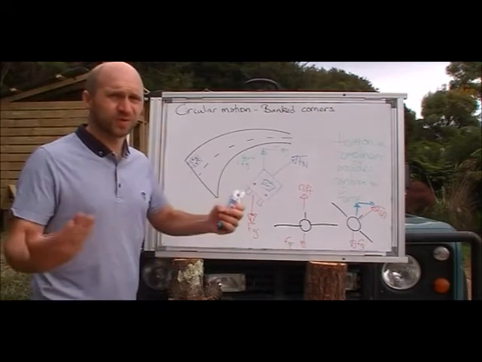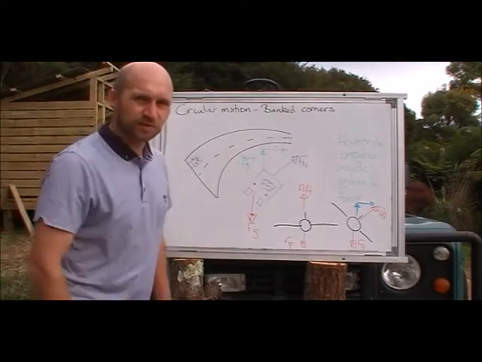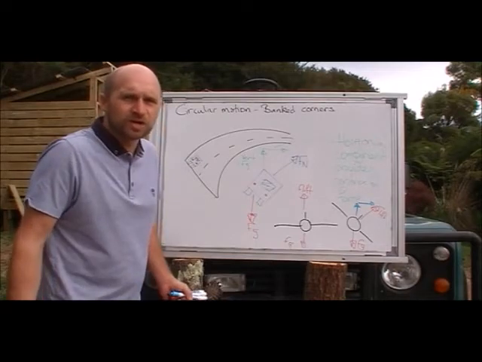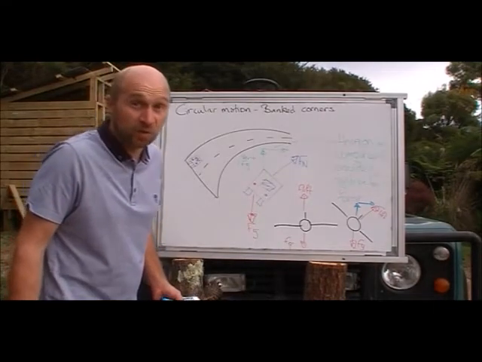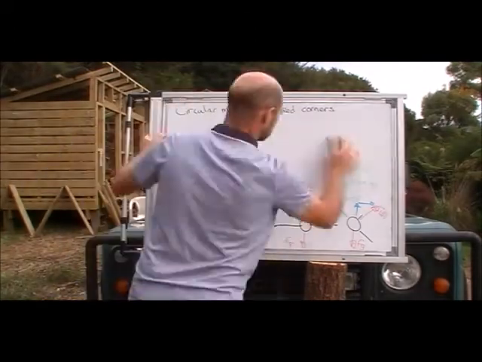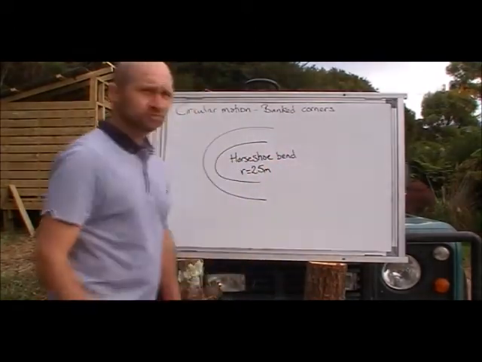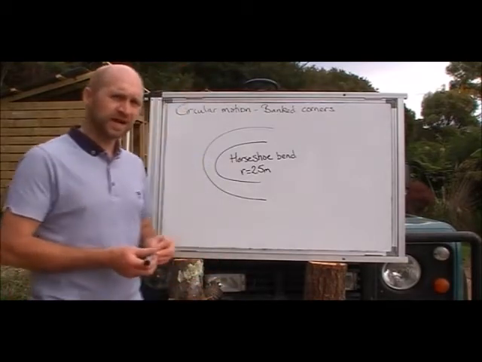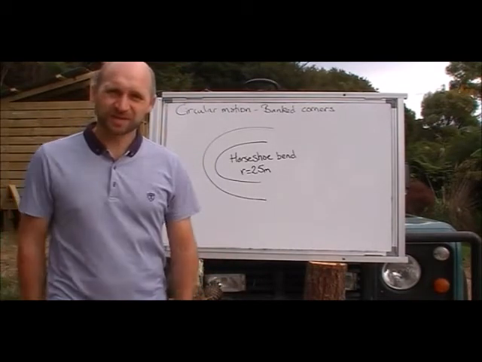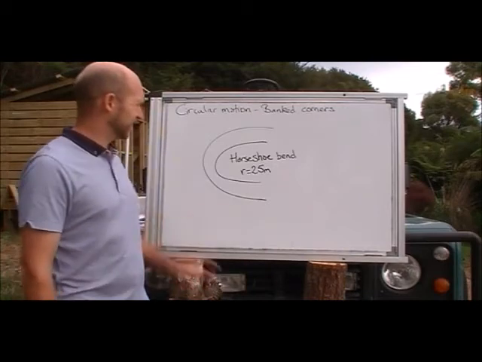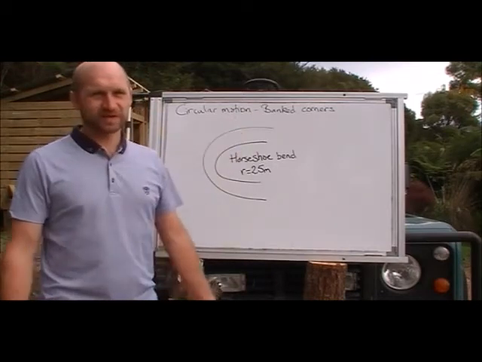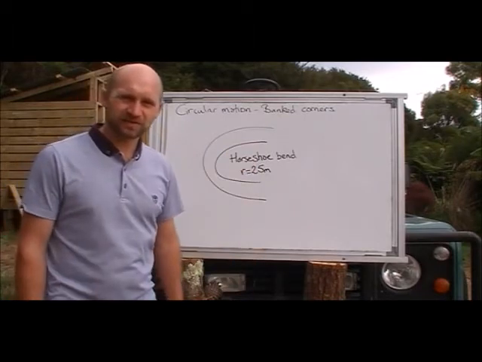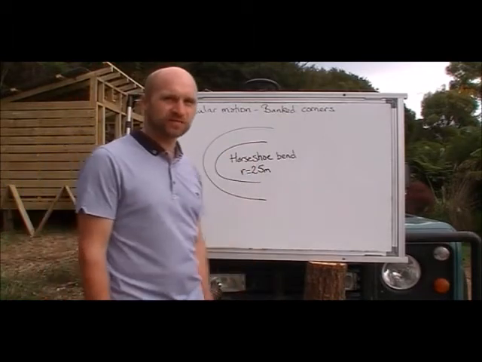Let's do an example, work out what kind of bank we've got to put the road on in order to get a car around without relying on the tyres gripping the road at all. What about Horseshoe Bend on the Takaka Hill? Radius, I reckon it must be about 25 metres, something like that. Like the road must be at least 6 metres wide each side. In the middle must be something like 10 or 15 metres. Let's go with 25, that'll work.